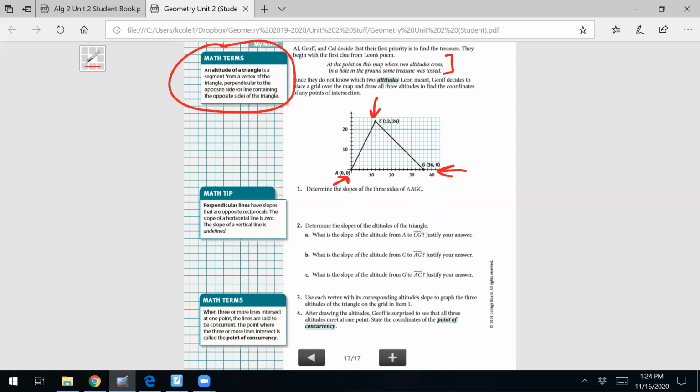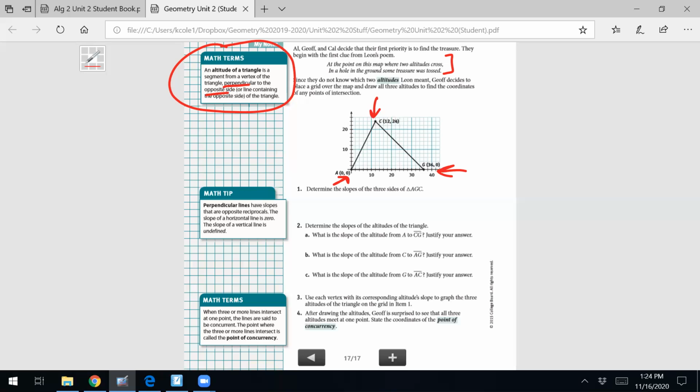Three, because it has 3 vertices or vertexes. So we're going to have 3 altitudes. We're going to come from each of those vertexes, and we're going to use the perpendicular slope of the opposite side.